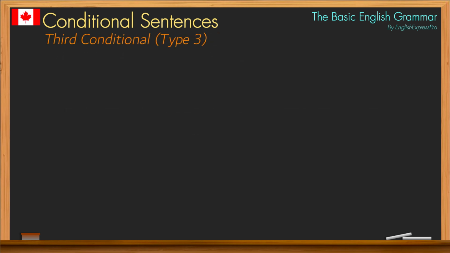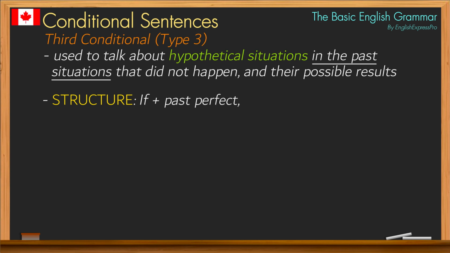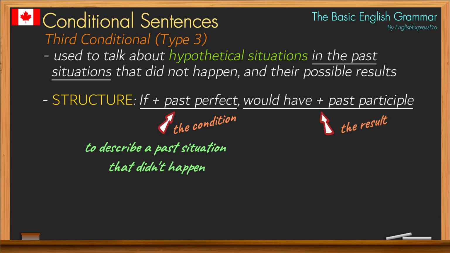Type 3 conditional sentences are used to talk about hypothetical situations in the past, situations that did not happen, and their possible results. The structure of a type 3 conditional sentence is: if plus past perfect, would have plus past participle. The if clause uses the past perfect tense to describe a past situation that didn't happen. The main clause uses would have followed by a past participle to describe the hypothetical result.